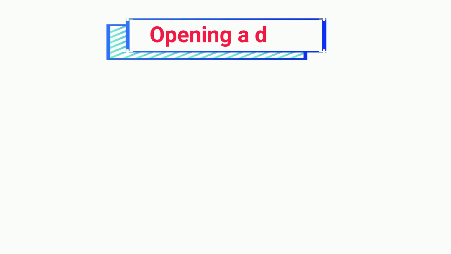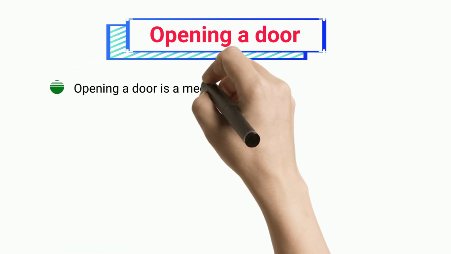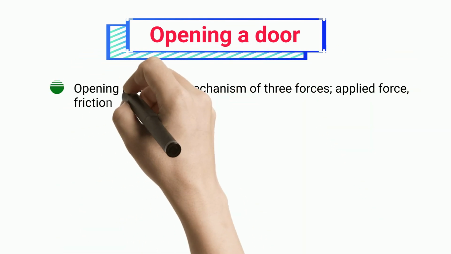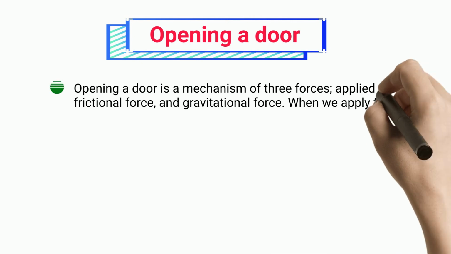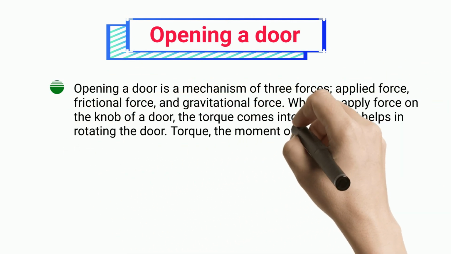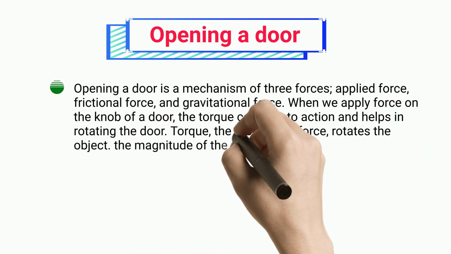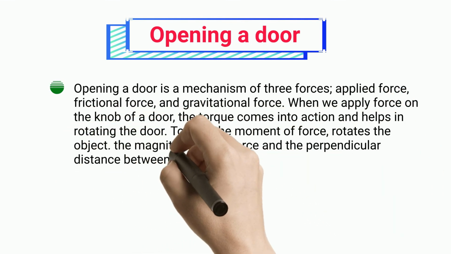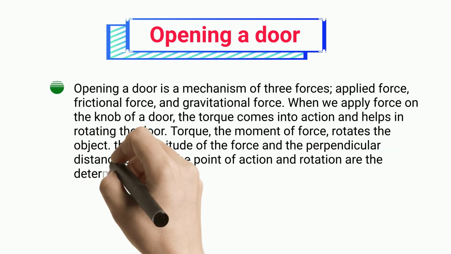Opening a door. Opening a door is a mechanism of three forces: applied force, frictional force, and gravitational force. When we apply force on the knob of a door, the torque comes into action and helps in rotating the door. Torque, the moment of force, rotates the object.